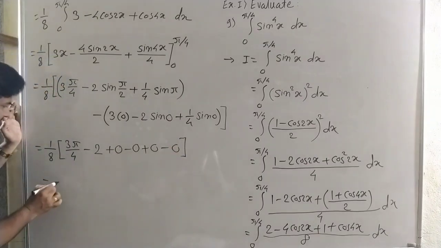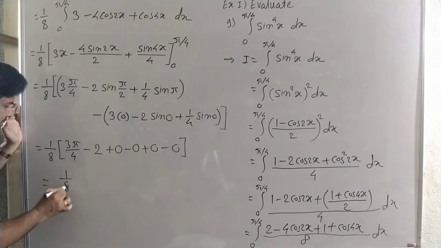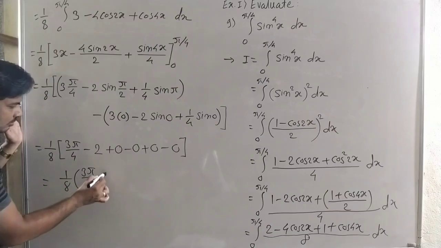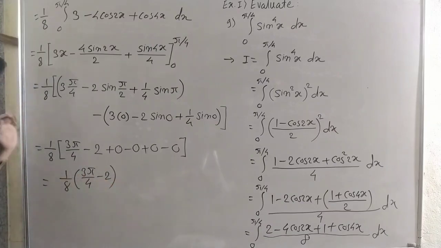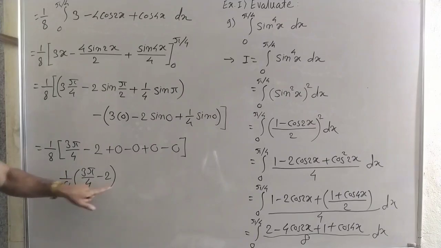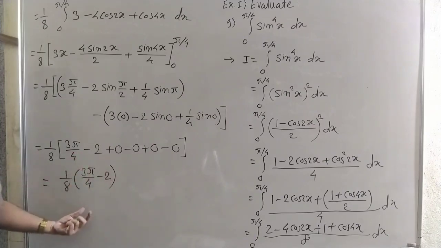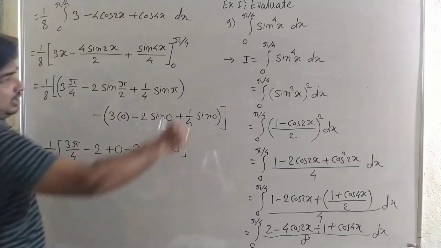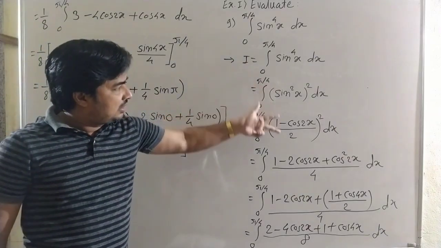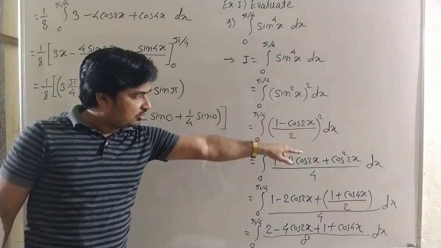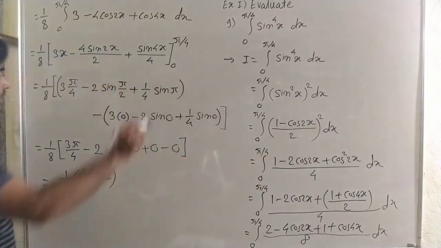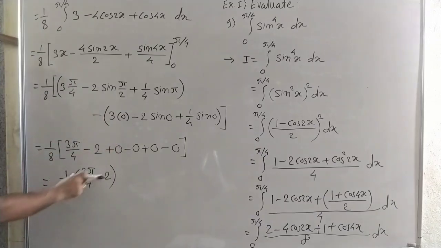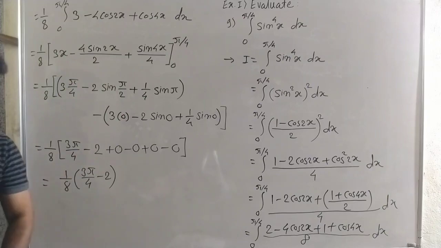Then the last answer. Here it is 1 by 8 into 3 pi by 4 minus 2. It is the last answer. If we multiply by 8, we get the calculation, but it is sufficient. 1 by 8 into 3 pi by 4 minus 2. Okay. See carefully. First we use the formula for sine square. Then again it is cos square 2x. Then again we use the formula for cos square x. And then it is upper limit minus lower limit. We get this answer, 1 by 8, 3 pi by 4 minus 2. Okay. Then check the calculation.